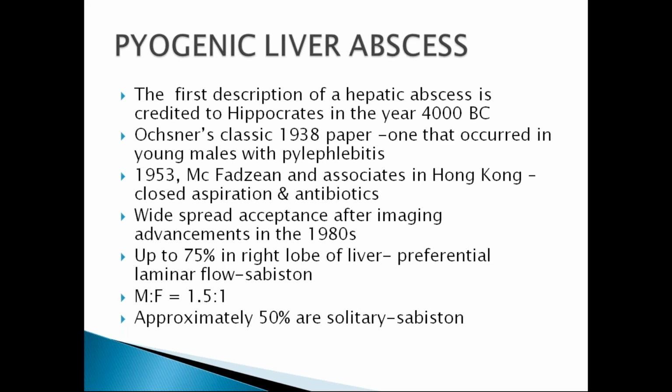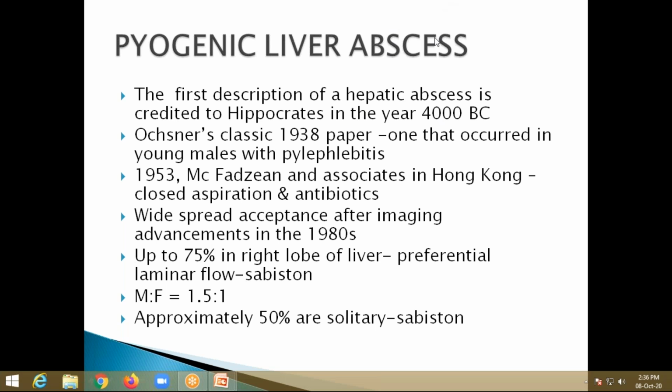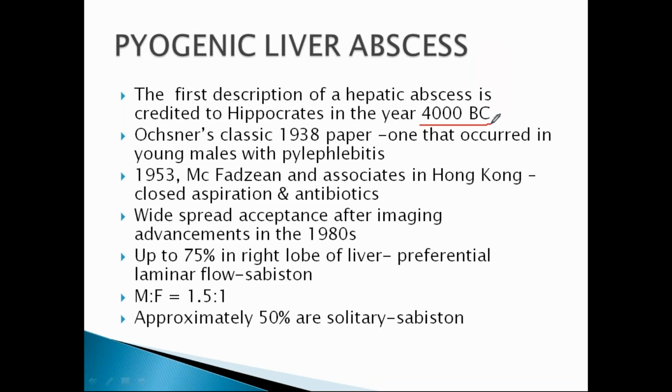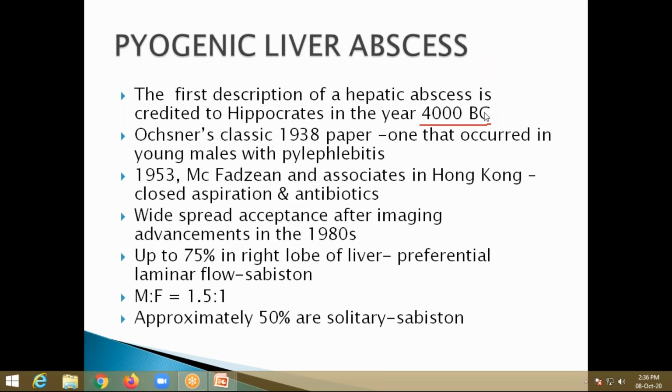But biliary tree diseases are increasing, like CBD stones and malignancies, periampullary malignancies. This is one of the most common reasons for any person to develop pyogenic liver abscess: immunocompromised state, ductal stones, or obstruction. The first description is in the year 4000 BC. They didn't know what the disease was, but they described the features.